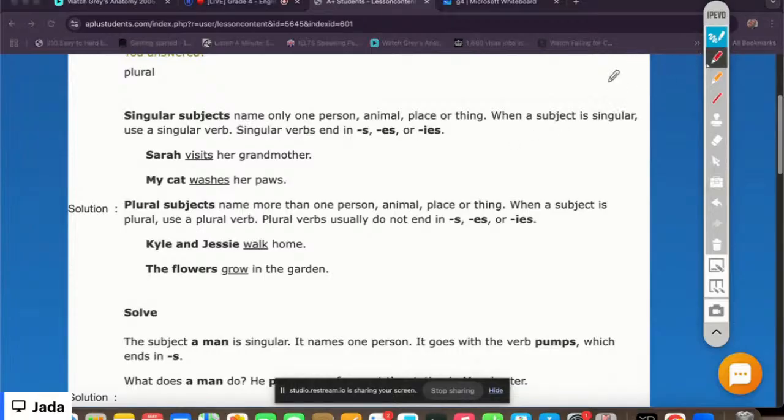Alright, so singular subjects name only one person, animal, place, or thing. Okay, so it names just one. When we hear singular, we know that it is just one. When a subject is singular, use a singular verb. Singular verbs end with s. So when a subject is singular, you have to use a singular verb, and usually the singular verb ends with s, es, or ies.